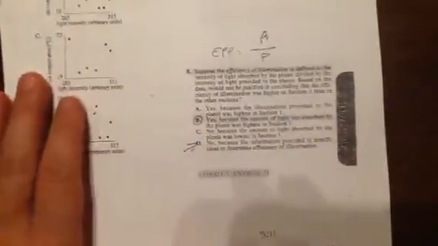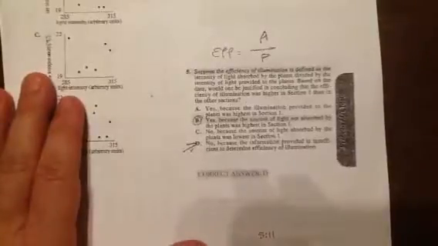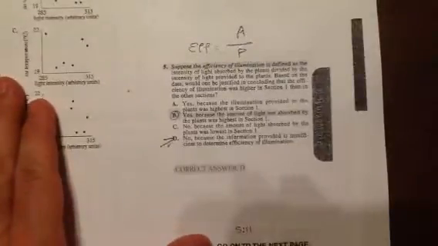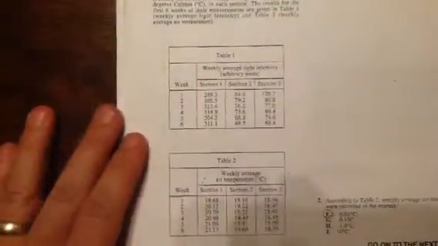So if we look at the first question here, suppose the efficiency of illumination is defined as the intensity of light absorbed by the plants divided by the intensity of light provided to the plants. Okay, so I see that you wrote a little note there in the equation, which is good, and then it's almost like they tricked you into thinking plants were part of this. But if you go back to the data, there were no plants involved in their experiment whatsoever.